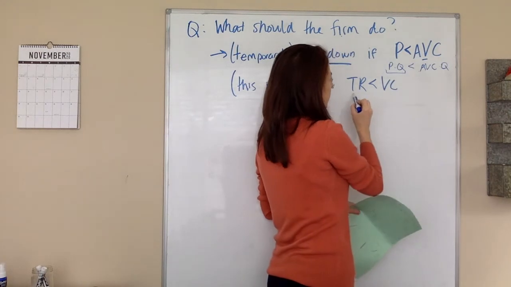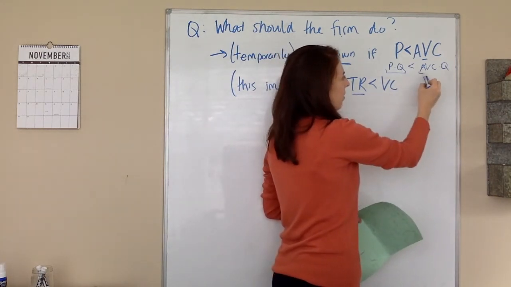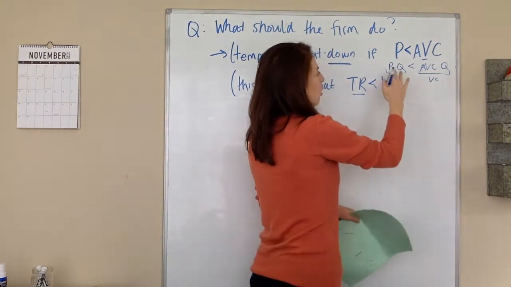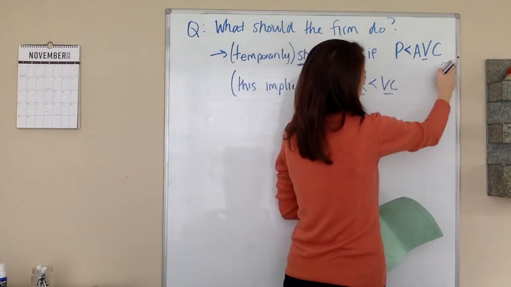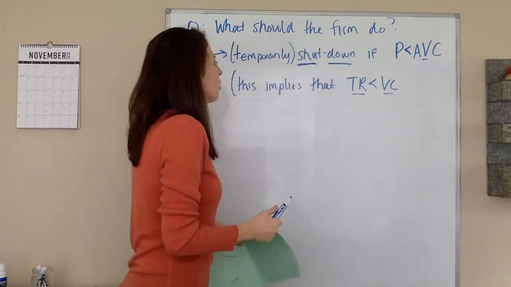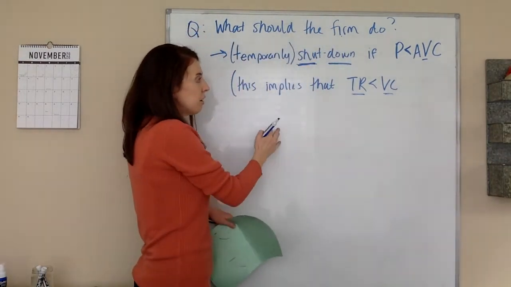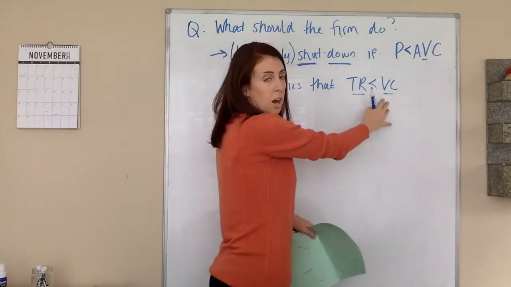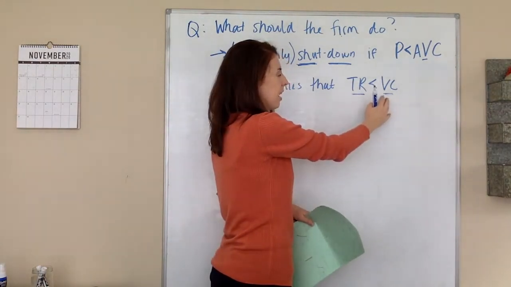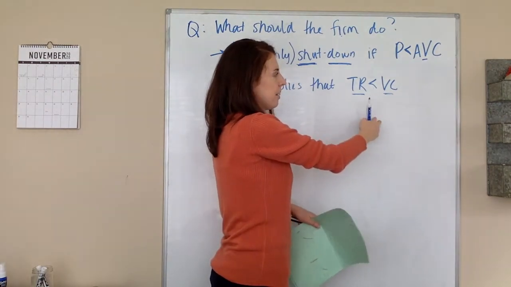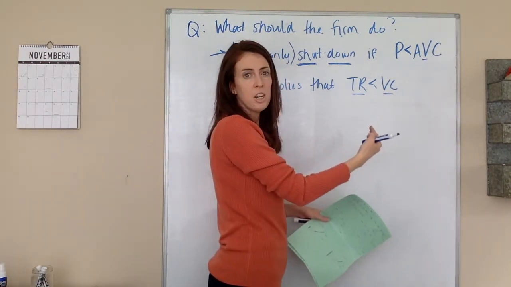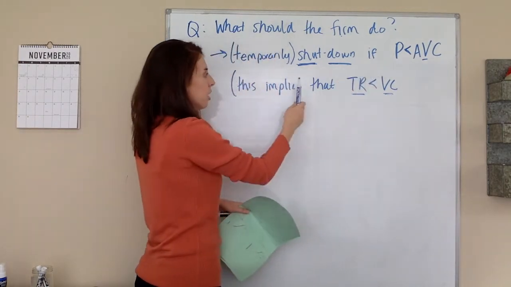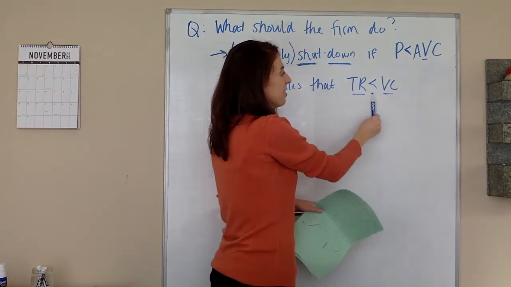Price times quantity is total revenue. Average variable cost times quantity is variable cost. So another way of saying this is the firm should shut down if the amount of money they're bringing in is less than the variable cost. What are variable costs? Variable costs are things that the firm has to pay for based on how much they're manufacturing. So it's kind of like labor. In other words, the firm should temporarily suspend production if the amount he's bringing in doesn't even cover labor.